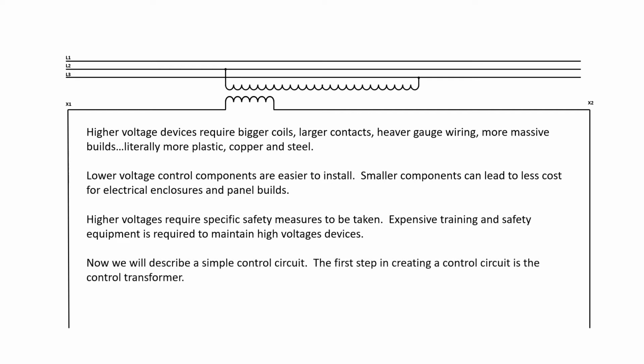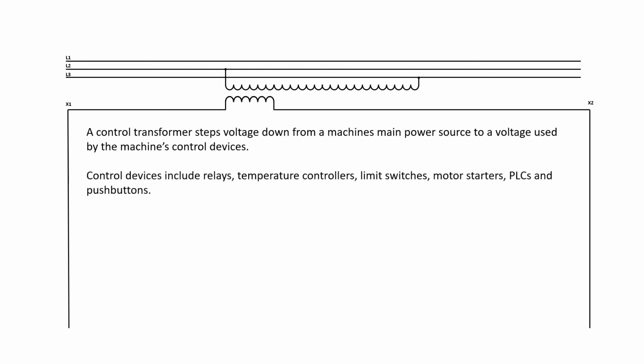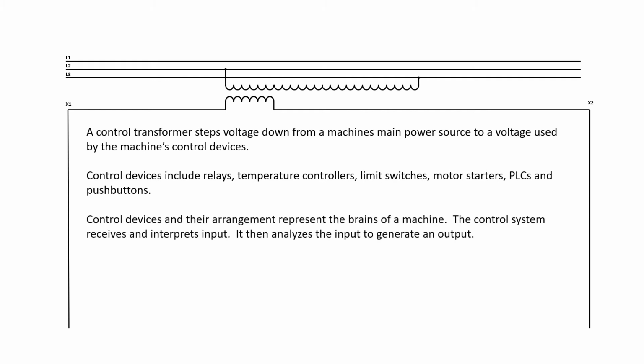Now we will describe a simple control circuit. The first step in creating a control circuit is the control transformer. A control transformer steps voltage down from a machine's main power source to a voltage used by the machine's control devices. Control devices include relays, temperature controllers, limit switches, motor starters, PLCs, and push buttons. Control devices and their arrangement represent the brains of a machine.